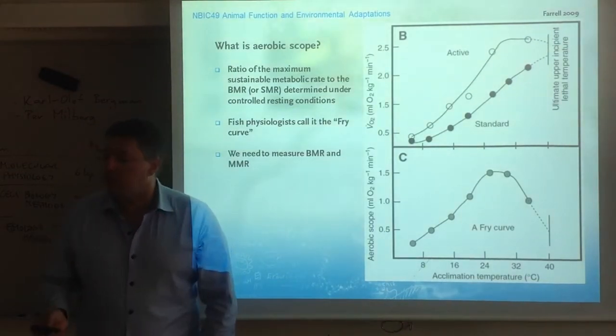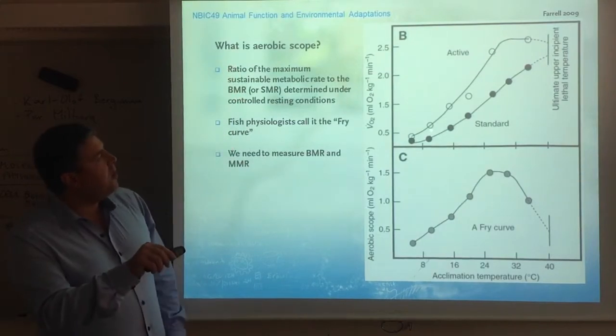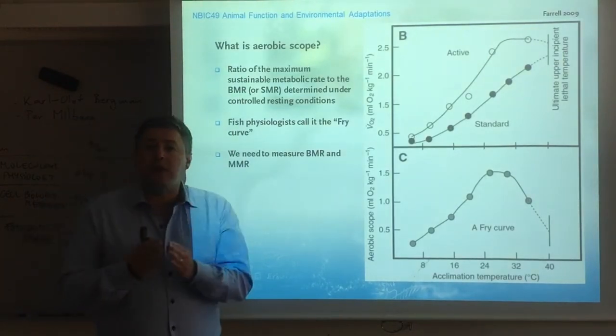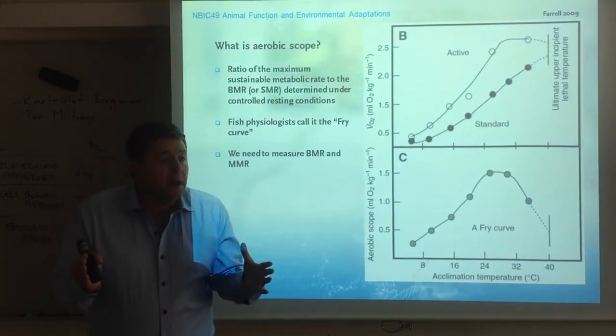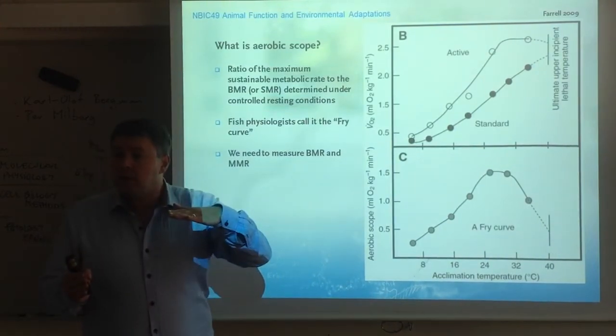What is the aerobic scope? The aerobic scope is the ratio, the division, between this value and this value, this value and this value, or this value and this value. The aerobic scope tells you how much an animal can increase metabolism from the standard to the maximum.